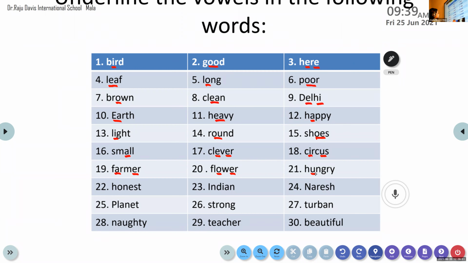Kevin, come on. The next. Kevin, unmute. Ma'am. Yes, read the 22nd word. Honest. Yes, honest. How do you pronounce it? Even though the word starts with H, H is silent here. So how do you pronounce the word honest? It is honest. How many vowels are there in it? 2, ma'am. 2 vowels. What are they? O-E. Very good. O and E.